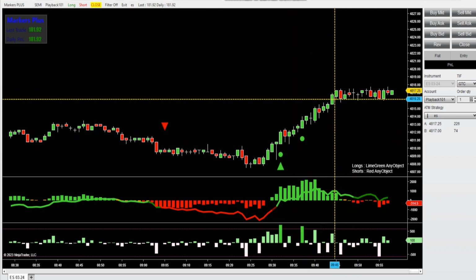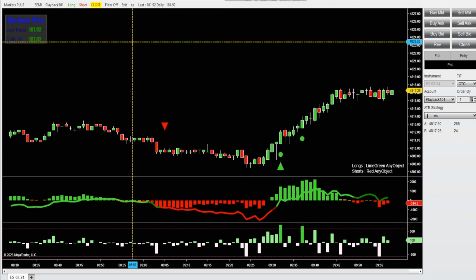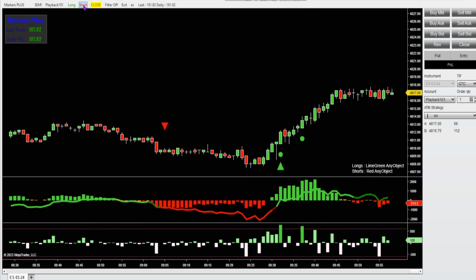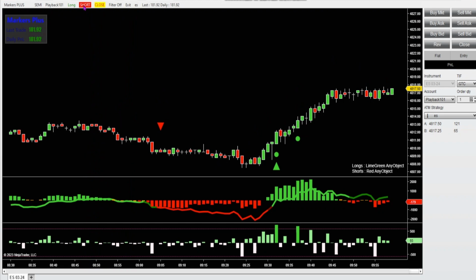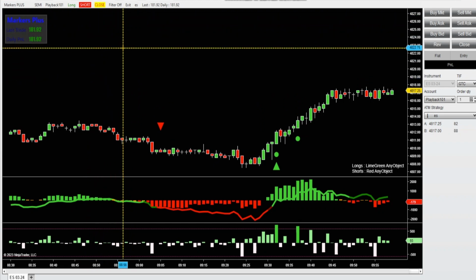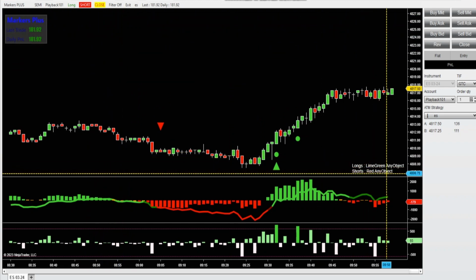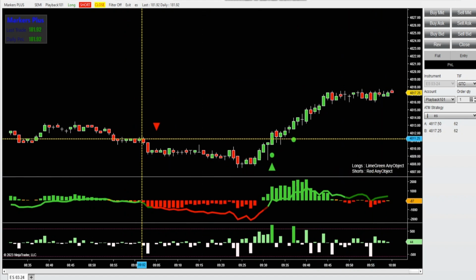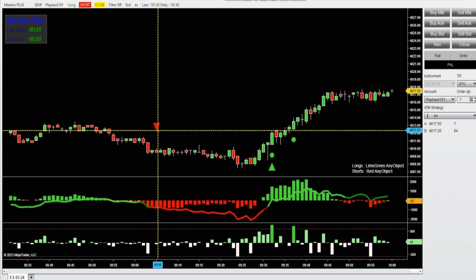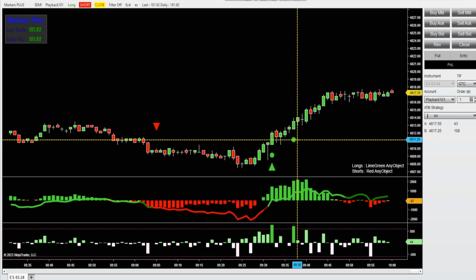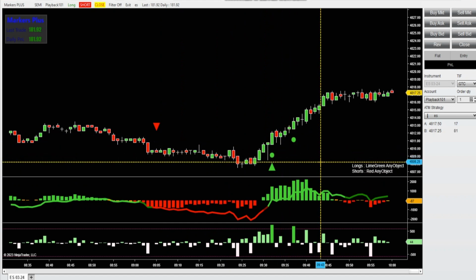So we've been going up all morning. If I was looking for a potential reversal, could hit the short, activate the short. Now it's looking for any red object, either a cumulative delta arrow or a moderate delta dot will activate that.